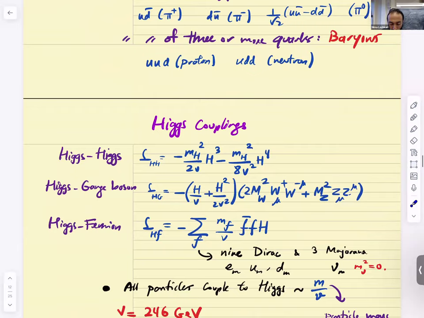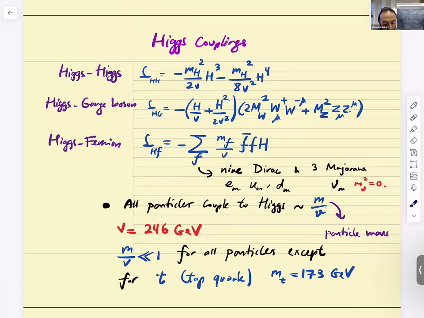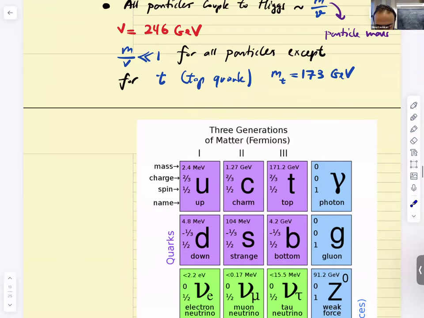All right, so the Higgs couplings. The Higgs-Higgs couplings are, of course, H4 and H3 like this. I'm organizing everything so that it looks like mass over V. The Higgs-fermion and Higgs-boson couplings have a very similar form: mass of the fermion over V, f-bar f H. There are 9 Dirac and 3 Majorana. Neutrinos are massless. As I said, all particles couple to the Higgs as M over V, where V is 246 GeV. So if you want perturbative control, particles better have small mass. The top mass is the largest one, 173 GeV, and things are bad already at that scale. So here are the masses.